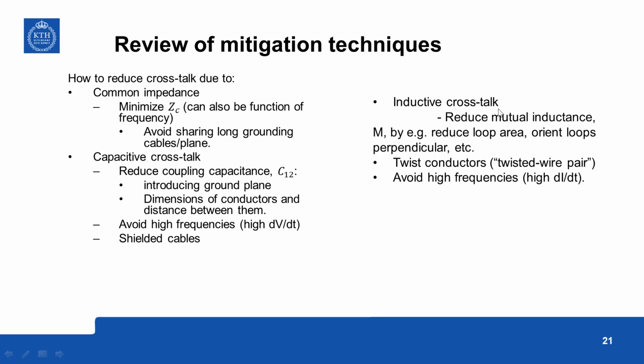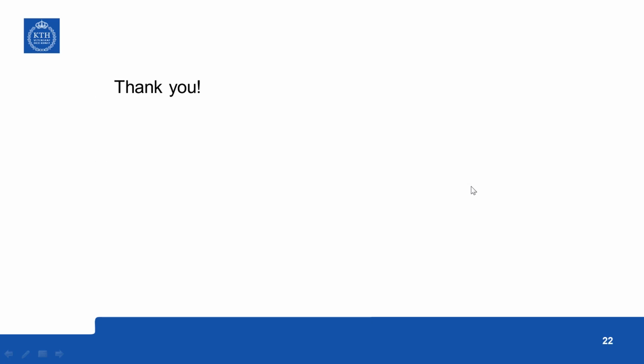Then inductive crosstalk, where we can control that by reducing the mutual inductance. For example, by reducing the loop area, orienting the loops perpendicular to each other, etc. to reduce the coupling. Then we can use twisted conductors or twisted wire pair. And also avoiding high frequencies will reduce inductive crosstalk. So that ends module 2.